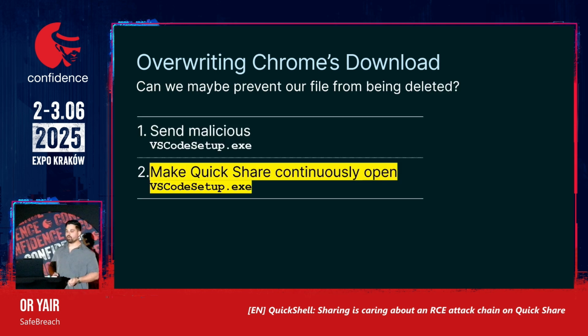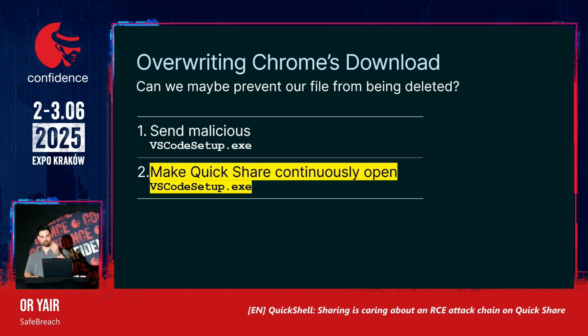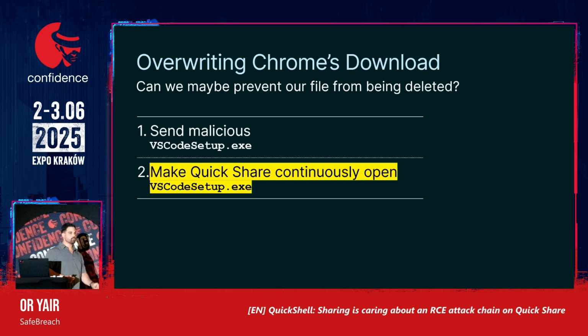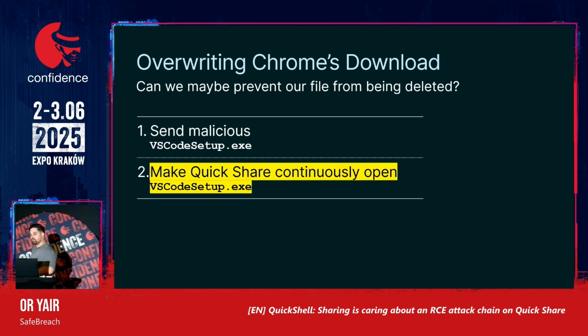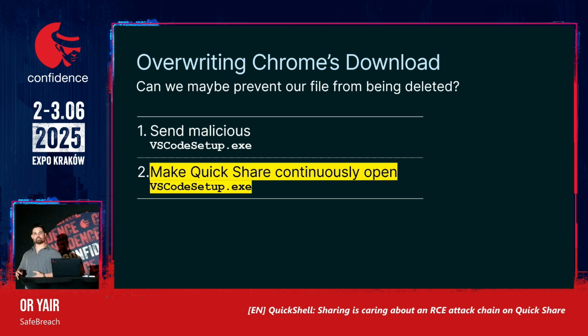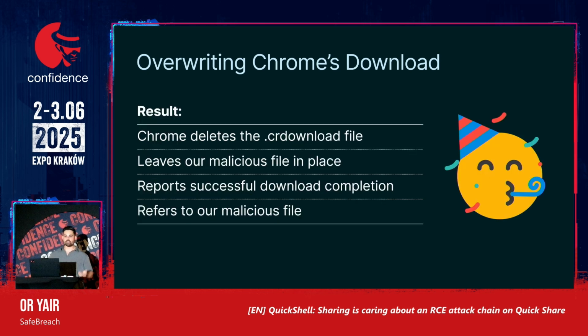So if you remember, one of the abilities that the fuzzer found was to bring Quickshare into a state where it continuously opens a file that we choose from the victim's downloads folder. What we thought about was maybe that after we send our malicious file to the victim, right after that, we'll also force Quickshare to continuously open our file in a loop. And then maybe if Quickshare uses our file, then Chrome will fail to overwrite it. And we tried that, and that actually was the best scenario that we hoped for.